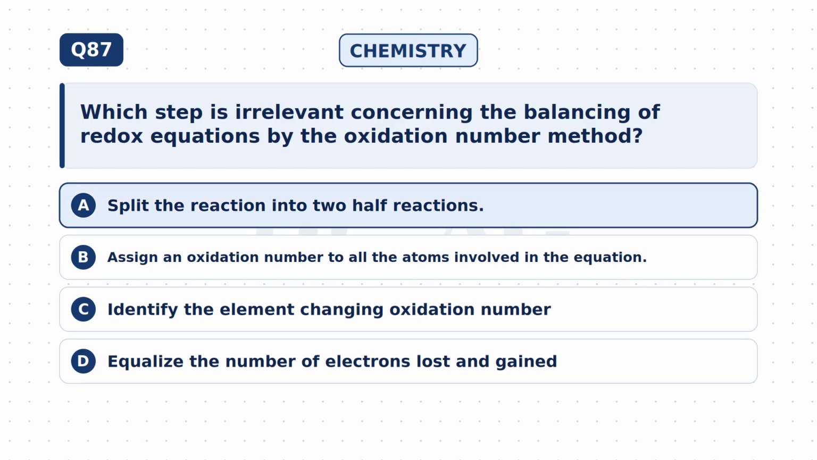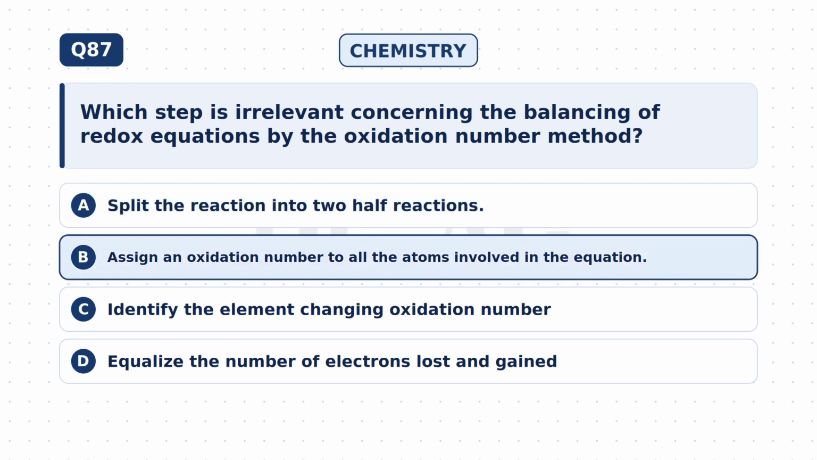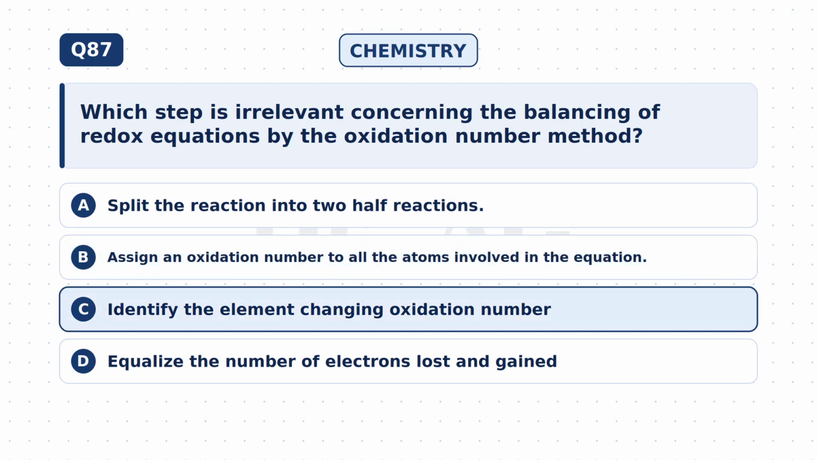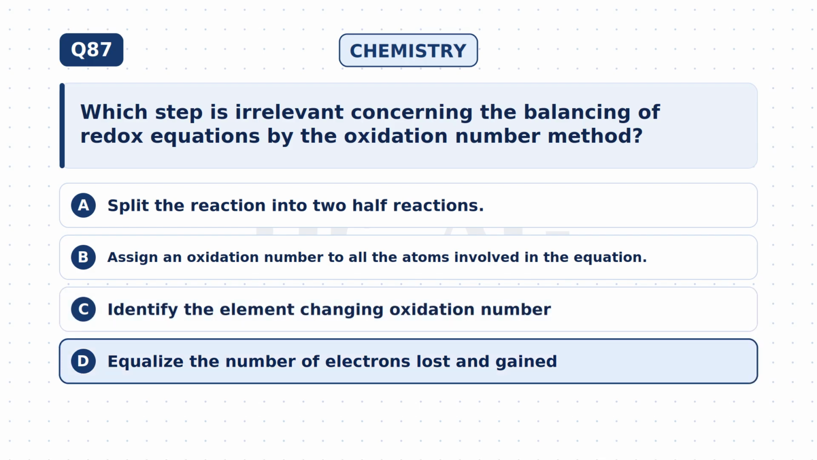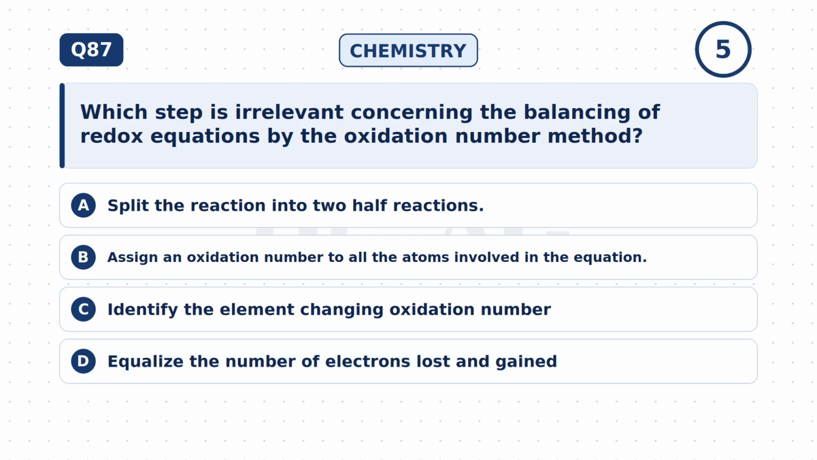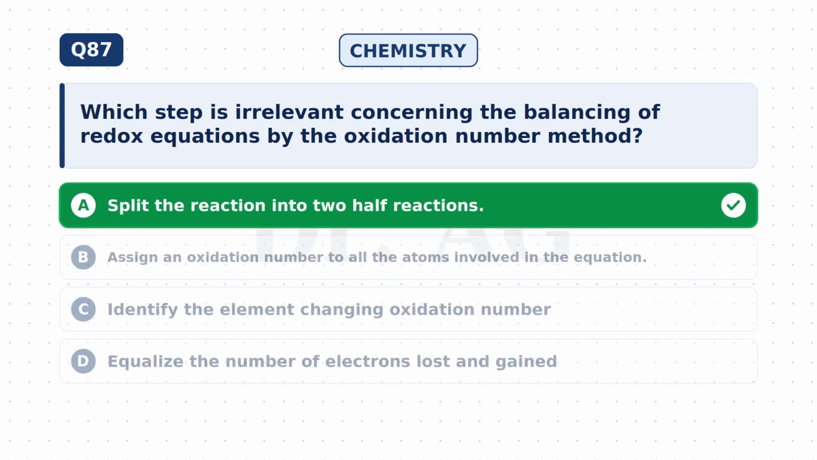Option A, split the reaction into two half reactions. Option B, assign an oxidation number to all the atoms involved in the equation. Option C, identify the element changing oxidation number. Option D, equalize the number of electrons lost and gained. The correct answer is A, split the reaction into two half reactions.